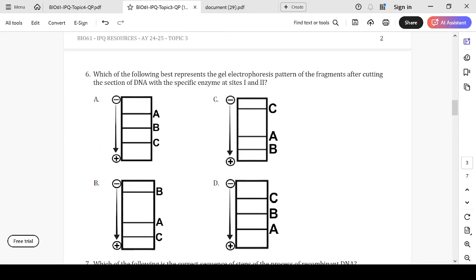Okay, guys, let us stop at this part. Then we will continue with genetic recombination.